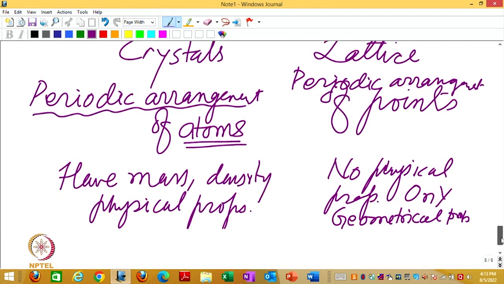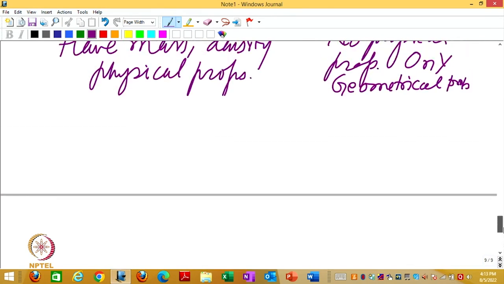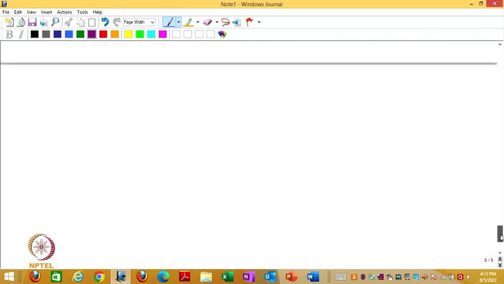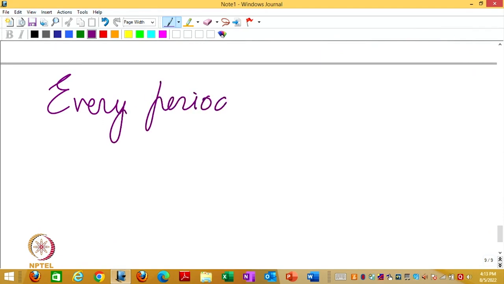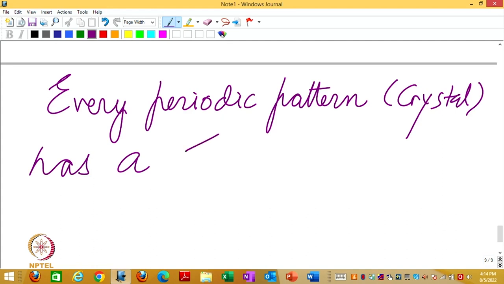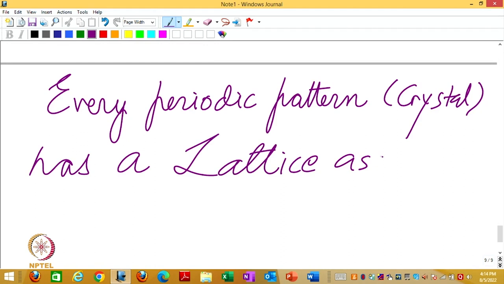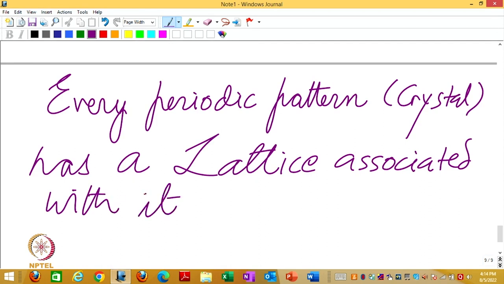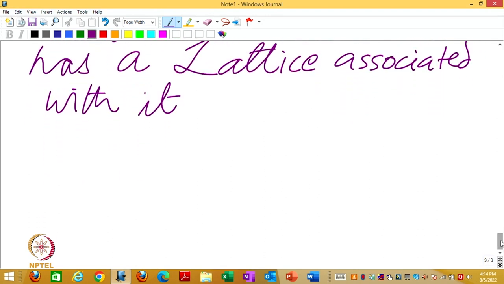So, because of that periodicity, they have something common. So, every periodic pattern, crystal in particular, has a lattice. So, let us get back to our 1D example.